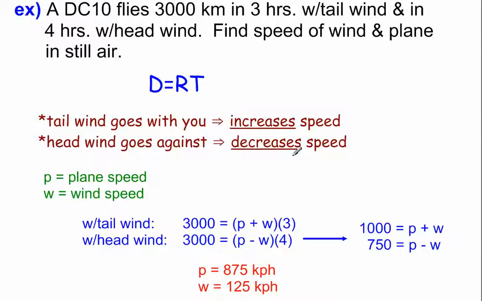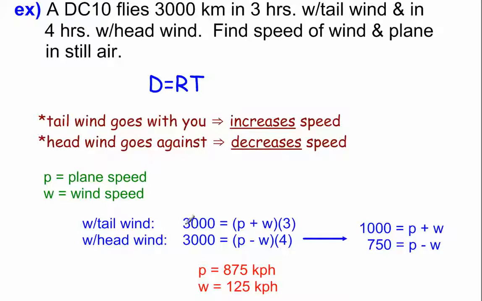my plane speed. Okay, so now the two things we're supposed to find are plane speed, so I'm going to call that P, and wind speed, W. All right, so those are going to be the two variables. Now what we know is that we're going with the tailwind and we're going with the headwind, two scenarios.